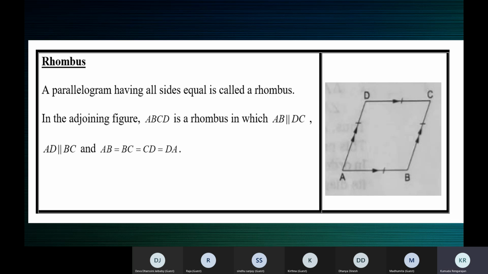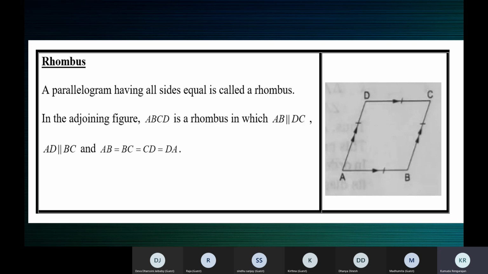Now, what is the relation between angle A and angle C? Opposite angles, ma'am. Angle A is equal to angle C, correct? Yes, ma'am. Okay, what about B and D? Opposite angles are equal, ma'am. Angle B is equal to angle D.